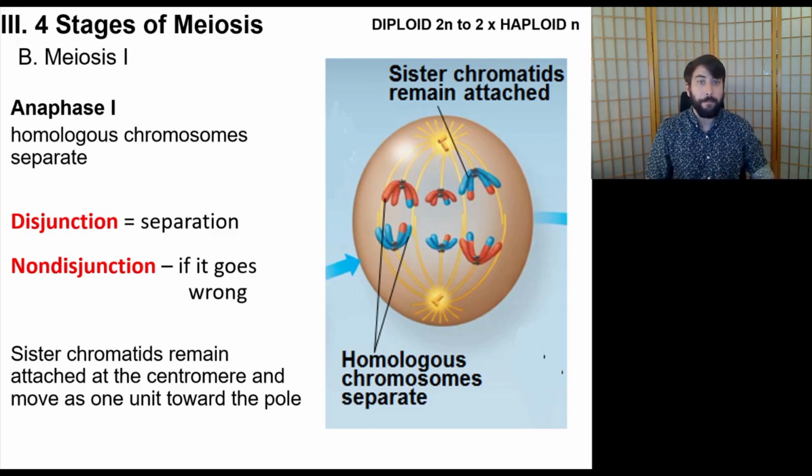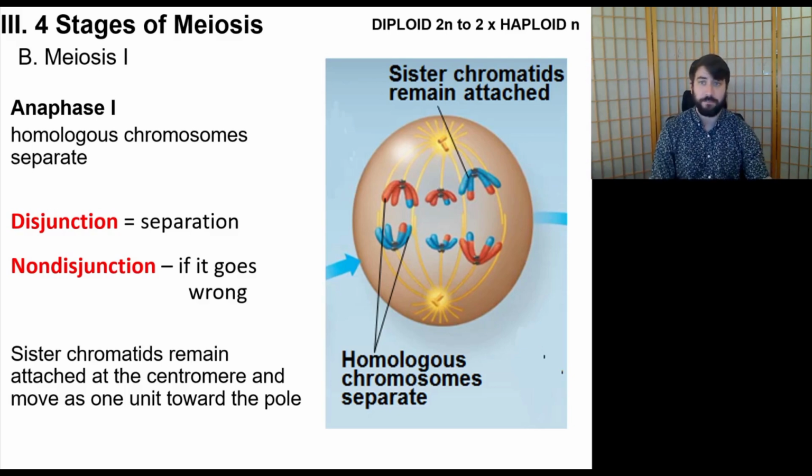Now, if the homologous chromosomes separate normally, that's called disjunction. If they do not separate, that's called non-disjunction, and it would result in one of the daughter cells having an extra chromosome, while the other would have one less chromosome. Now remember, the sister chromatids remain attached to each other at this point. It's only the homologous chromosomes that separate at this stage of the game.